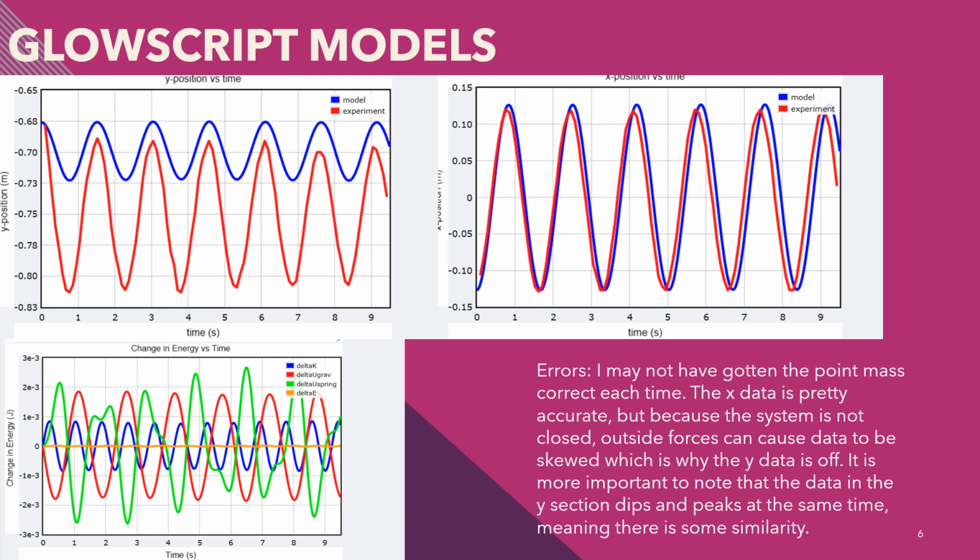So some errors is I might not have gotten the point mass correct each time when I was tracking it. This system is overall not a closed system, so there's going to be outside forces acting on the system, but it's more important to note that the data in the Y section dips and peaks at the same time, meaning that there is some similarity. And as we can see down here, the energy graph shows that the change in energy is 0, which is about to answer our next question.